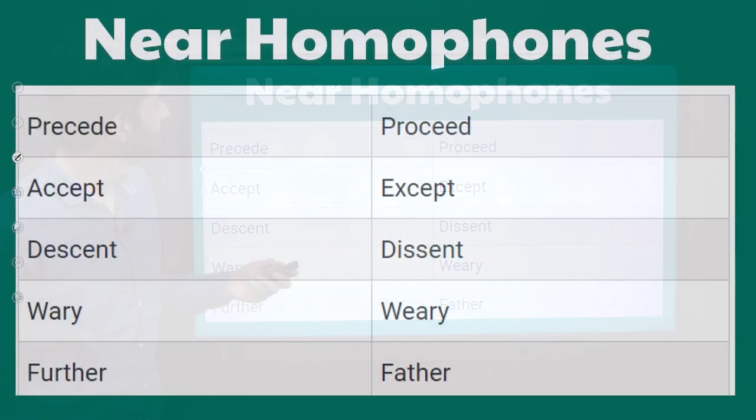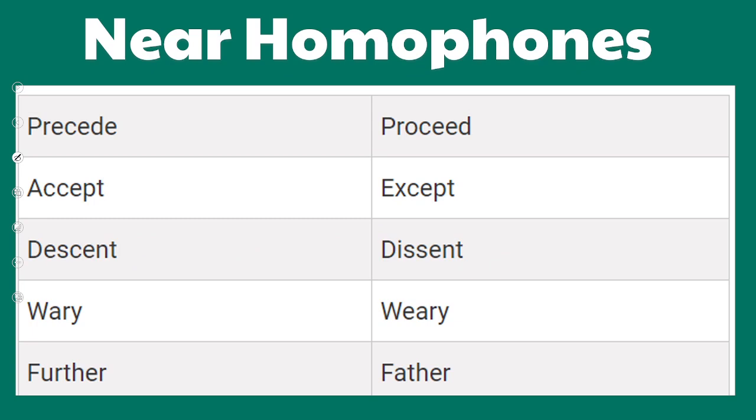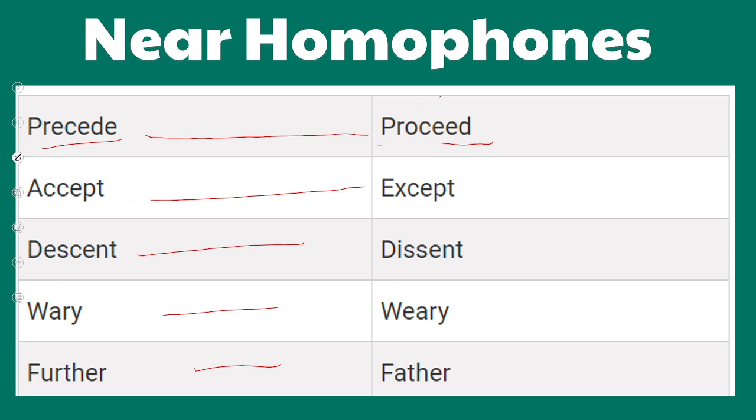Here are some examples. Now, these are near homophones. Precede and proceed. Here we have the sound of O and here we have the sound of E. Precede and proceed. They are near homophones, sounding almost like homophones, but they are not exactly homophones.